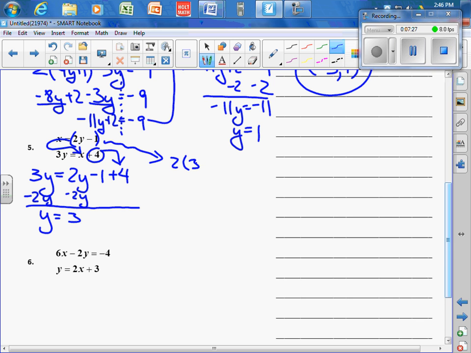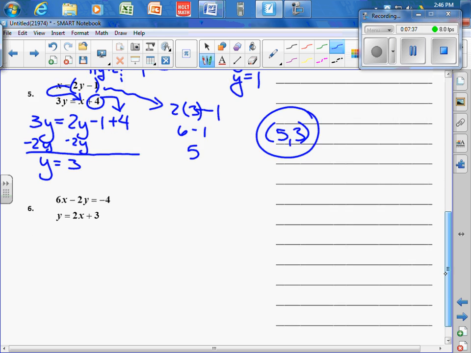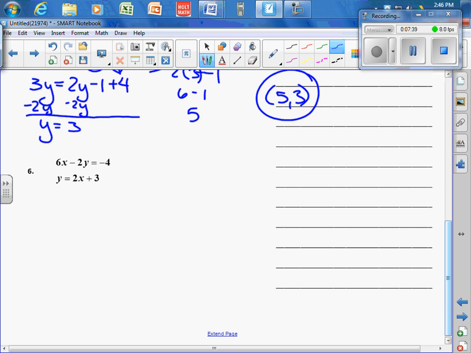2 times 3 minus 1, 6 minus 1 is 5. X is equal to 5. Y is equal to 3. 5, 3. And lastly, in number 6, the 2x plus 3 is what's going to go in for the y in the other equation. I'll have 6x minus 2 times the quantity 2x plus 3 equals negative 4.